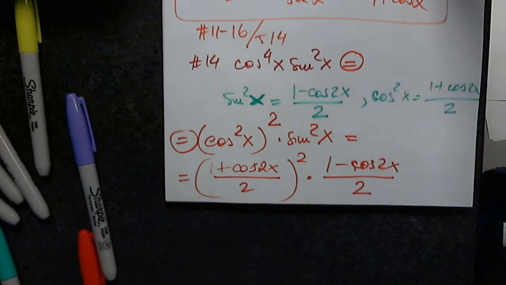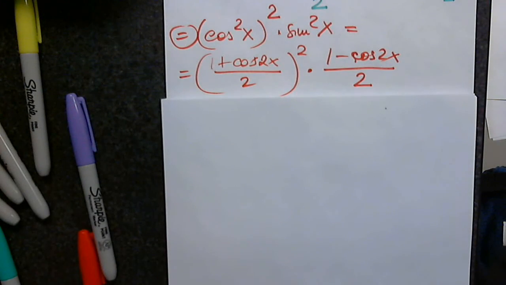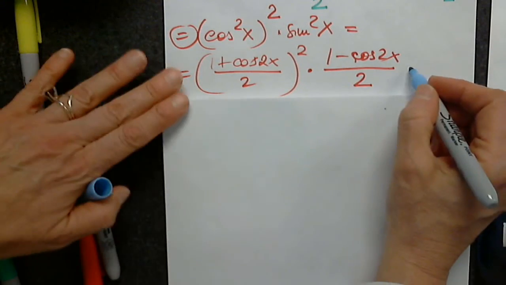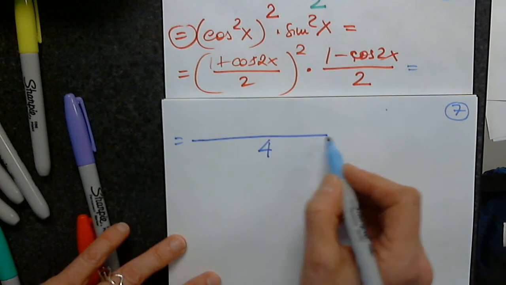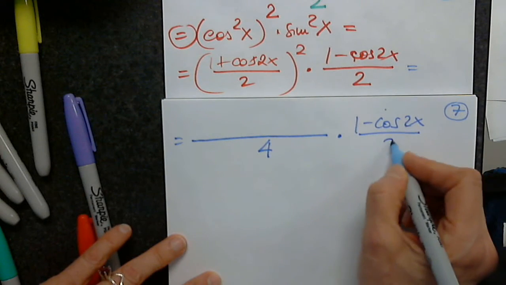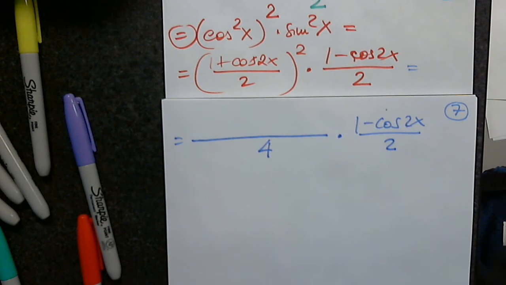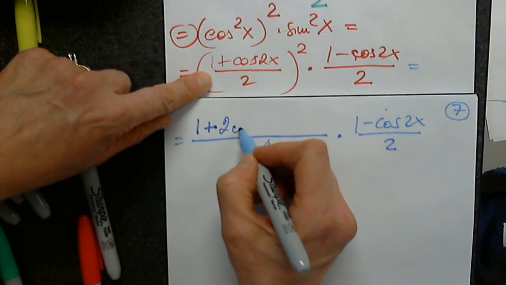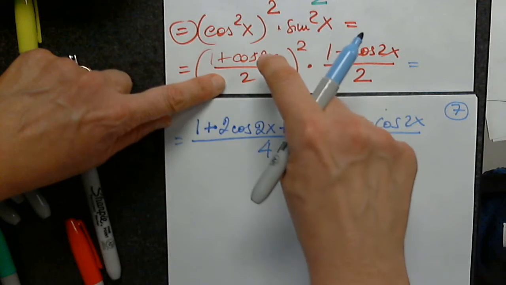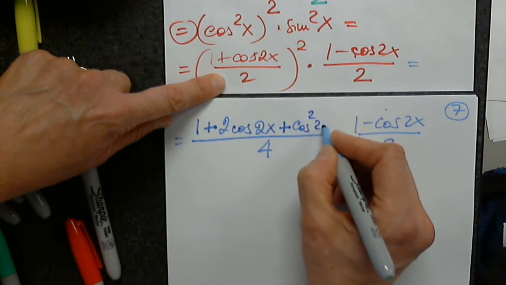I can continue. Let's look at the time, because I'm curious to see how long it will take. Okay, so I square the top. The top is a binomial. When I square a binomial, how many terms do I get? Excellent. Remember, those are the baby steps in algebra. Those three formulas. So the first term squared is 1, plus 2 times the first times the second, 2 cosine twice x, plus the second term squared, which is cosine squared twice x.